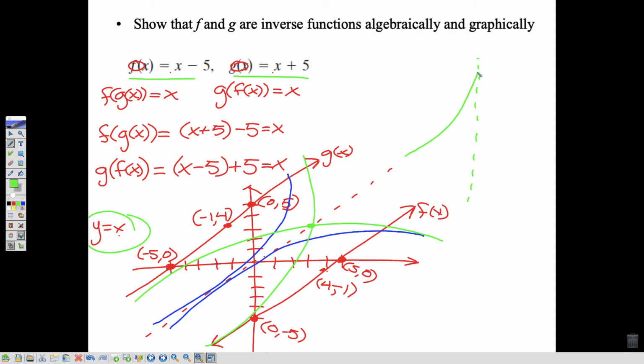Okay, so does the blue pass the vertical line test? Yeah. Does it pass the horizontal line test? Yes. So its inverse is also a function. Okay, the green, does it pass the vertical line test? Yes. Does it pass the horizontal line test? No. Good question. If it does go down like this, does it pass it? No. So it has an inverse, but is the inverse a function? No. Okay? So that's the real question.